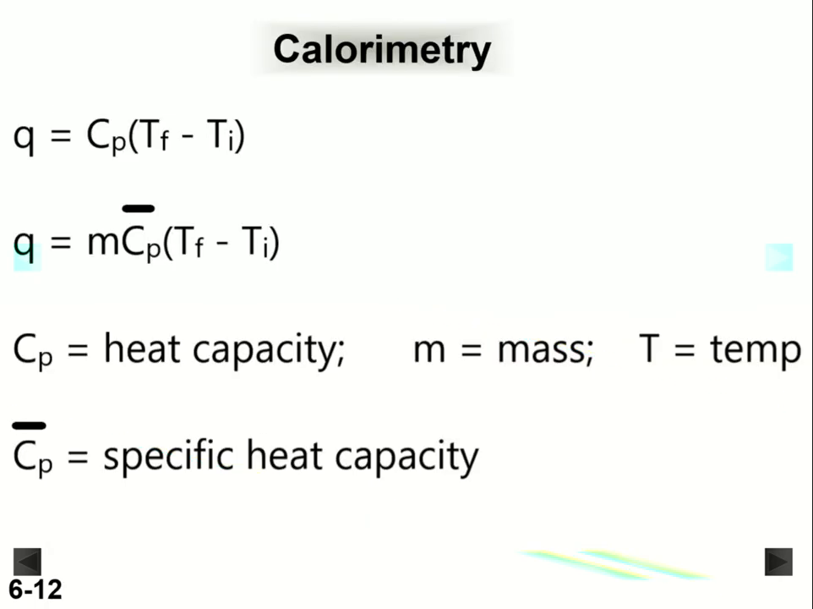And we have our calorimetry equations that we remember. These are important equations to remember. Q is equal to Cp delta T. Q is also equal to m Cp bar delta T, where Cp is the heat capacity and Cp bar is our specific heat capacity.